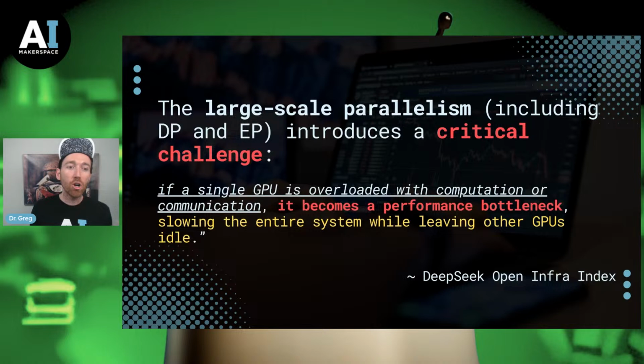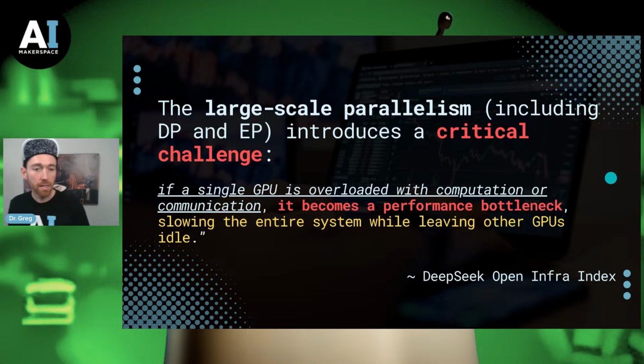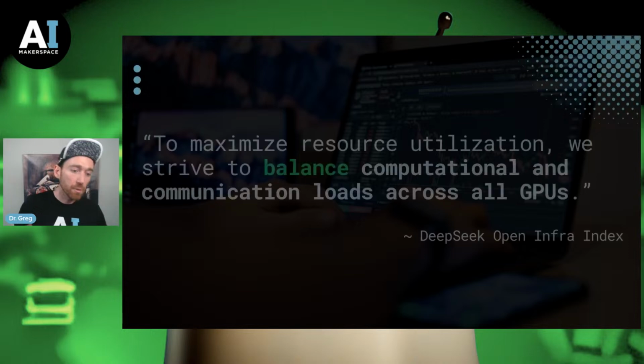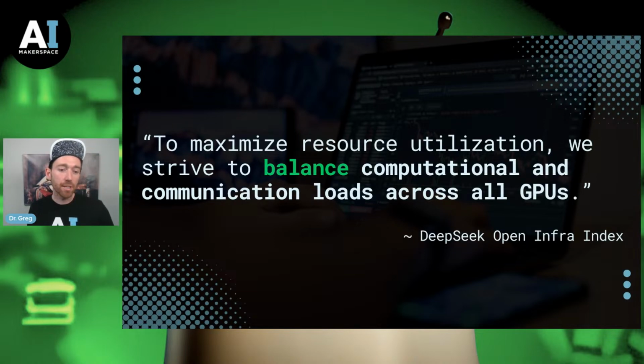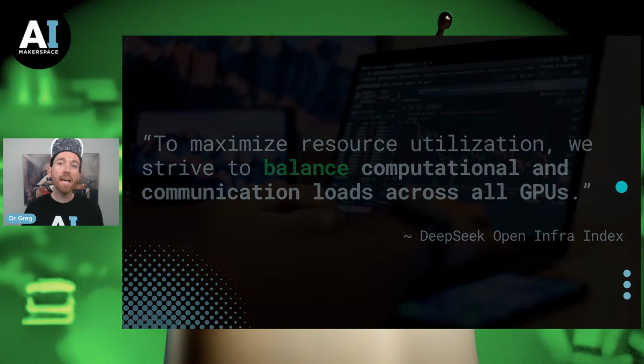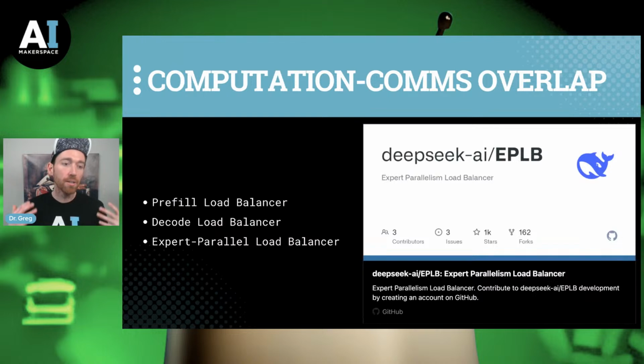And this large scale parallelism, including data parallelism and expert parallelism, introduces a critical challenge. If a single GPU is overloaded by computation or communication, it becomes the bottleneck, slowing down the entire system. So we want to avoid that. How do we avoid that? Well, we have to balance computation and communication across loads, and they have a number of load balancing things that they've released. They have a prefill load balancer, a decode load balancer, and an expert parallel load balancer.